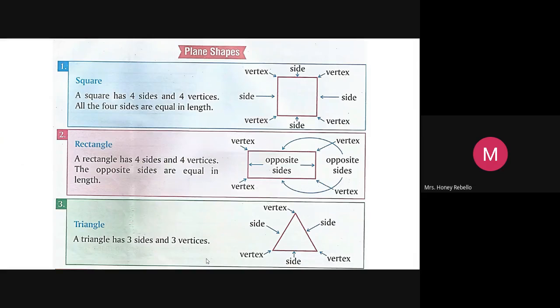Just one explanation I want to give you. Plane shapes. A square has 4 sides, 4 vertices, and all the 4 sides are equal. Please look at the screen. You have to take out your home study afterwards, not now. Then if I have time, I'll make you draw a square, and all the 4 sides should be equal.